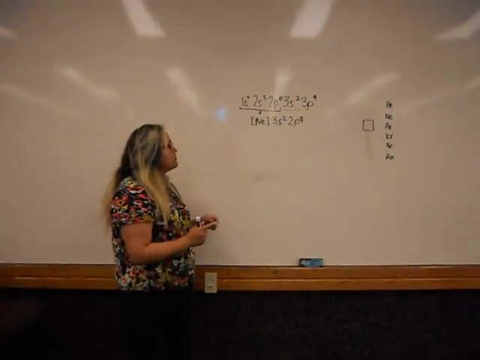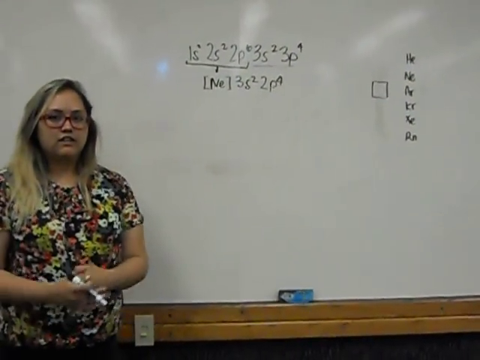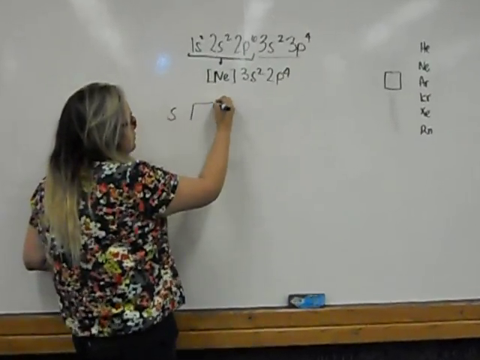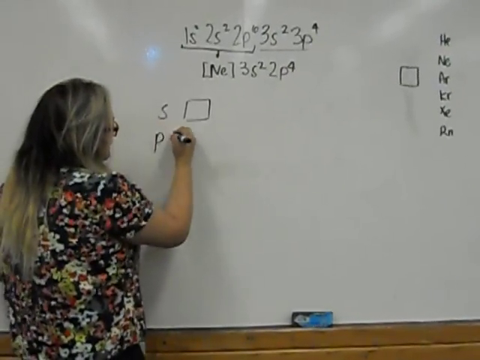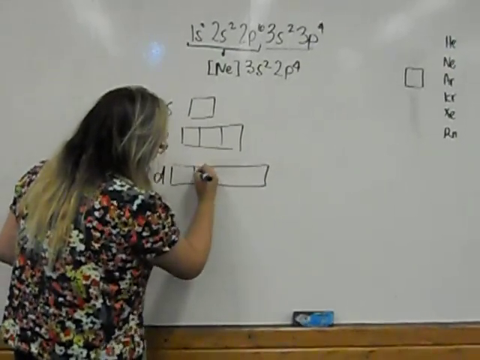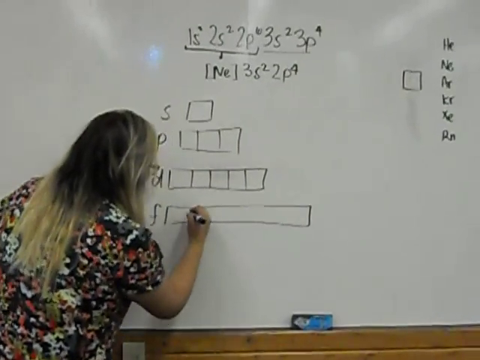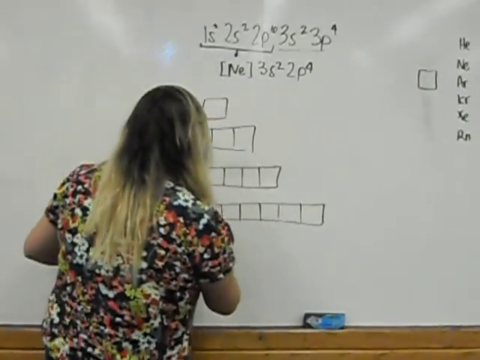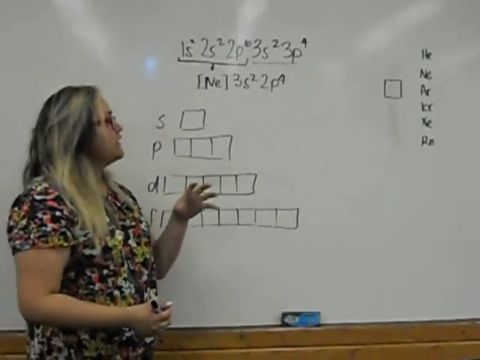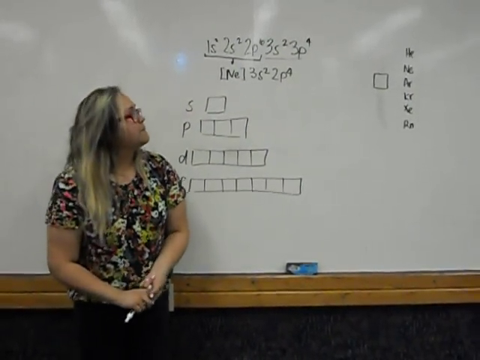Another thing to keep in mind is that if they want you to use a box diagram for your valence electrons, we know that in an S we can have a total of 1 orbital. In a P we have a total of 3 orbitals. In a D, there's a total of 5 orbitals, and in an F there's a total of 7 orbitals. So what we're going to do is take the valence electrons. The valence electrons are the ones that are going to do most of your chemistry.